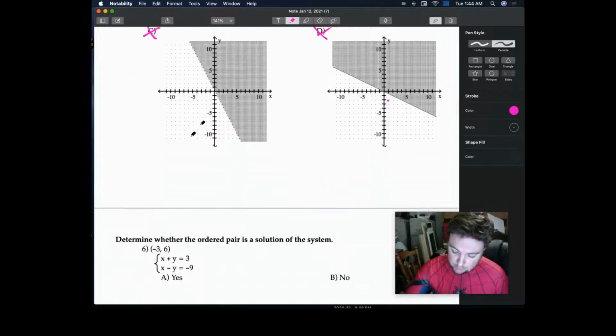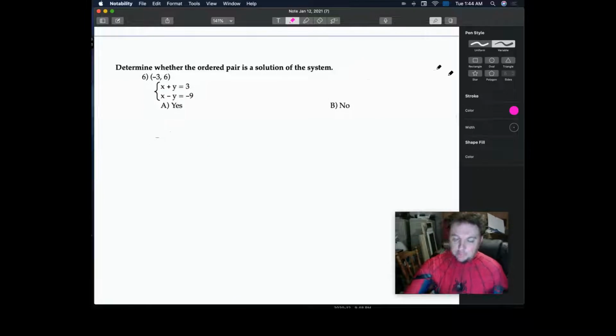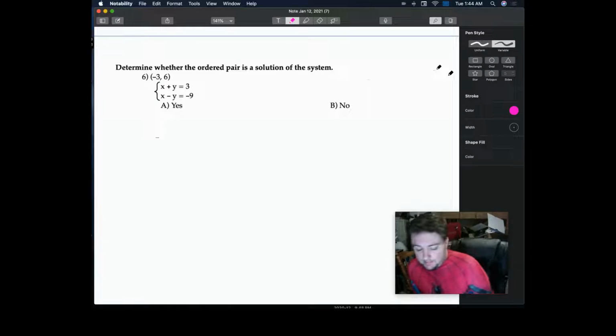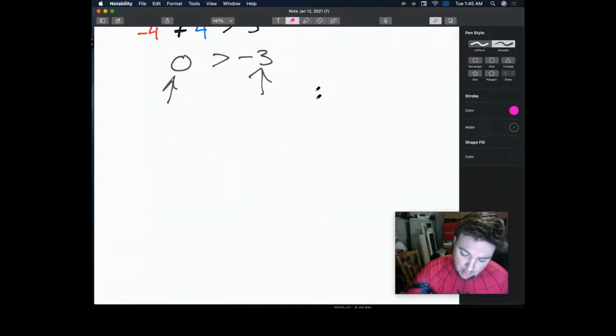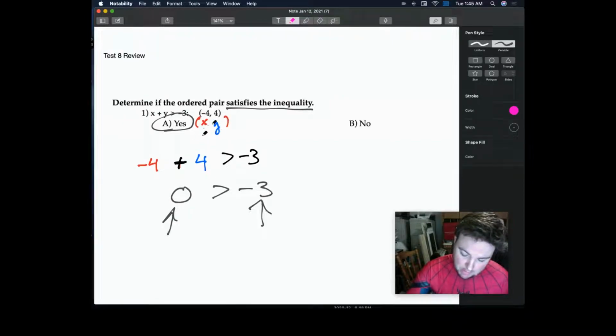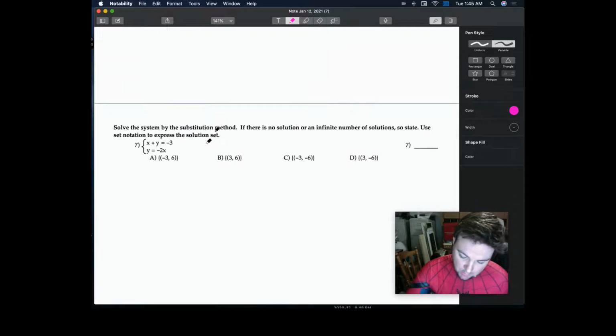Okay, so we're done with the graphing part. We're done with solving graphs. We're going to move on now to figuring out how to solve systems of equations. The first part, very similar to the very first question, is that they give you an ordered pair. Is that a solution? So remember back here, we made a color combination of x and y, and we're going to do the same thing over here.